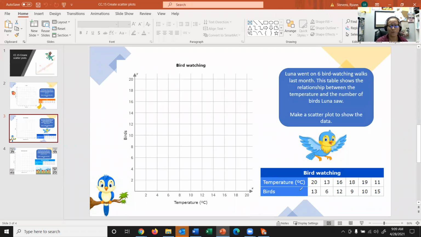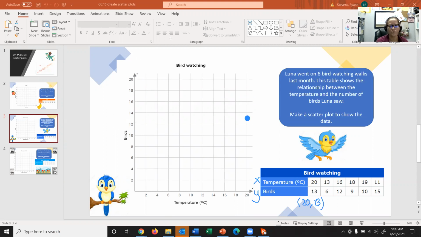Each one of these is ordered pairs from the table. Pay close attention to what your axis is labeled as, because we've got our temperature here. So we would say that temperature is X, and then birds is the vertical axis, which is the Y. And then we would go through and write these as ordered pairs. So we'd have 20 and then 13. And then we would place our point. We'd go over to 20, and then we'd go up to 13, which is right about here. Now this is going to be between the 12 and the 14, okay?